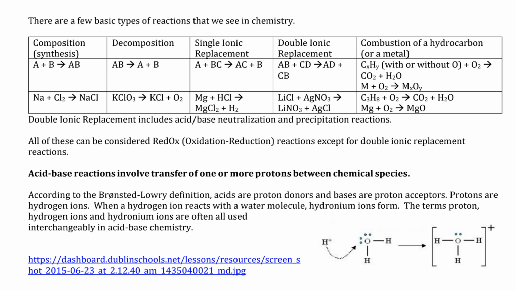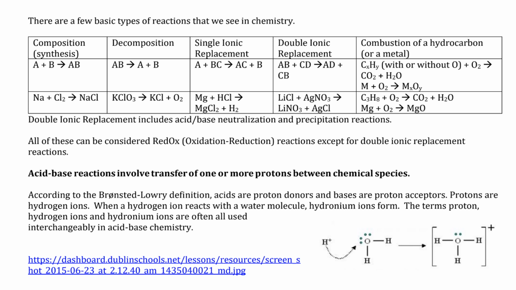Combustion of a hydrocarbon or a metal. Combustion means something interacts with oxygen. If it's a hydrocarbon, so carbon and hydrogen with or without oxygen, it reacts with O2 and produces carbon dioxide and water, or a metal interacts with O2 and they combine together. So it's a combustion, but it's also a combination at the same time for that one. The double ionic replacements can include acid-base neutralization or precipitation reactions.